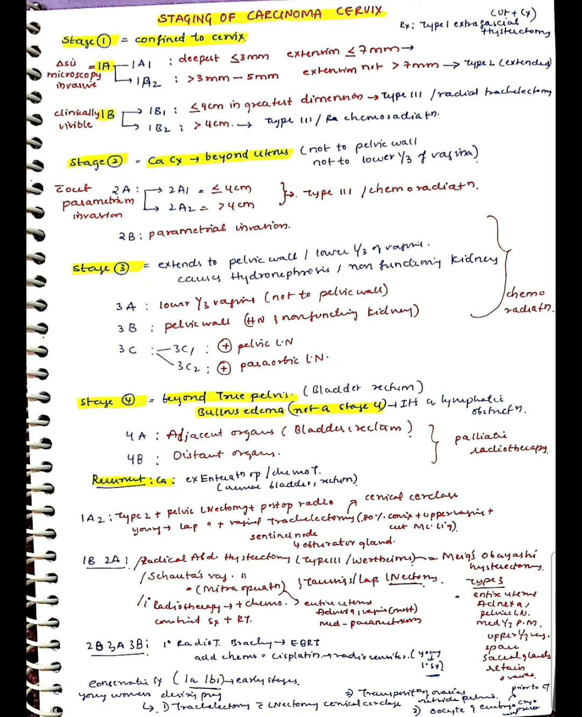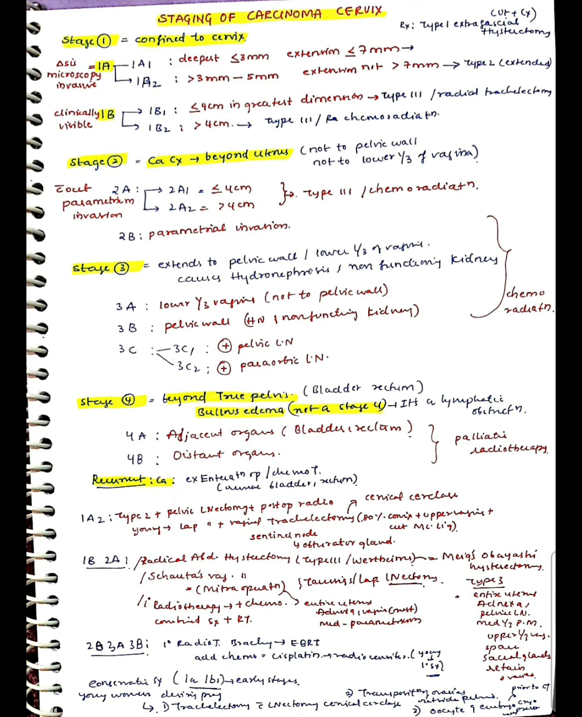What is the vaginal trachelectomy procedure? Here we'll remove 80% of the cervix and the upper vagina, and we'll cut the Mackenrodt's ligament on either side. So this is vaginal trachelectomy, and it should be done in a young female who decides on pregnancy.